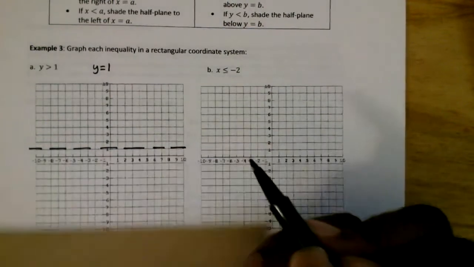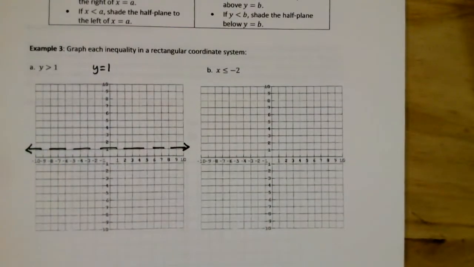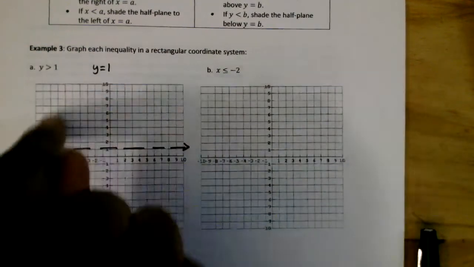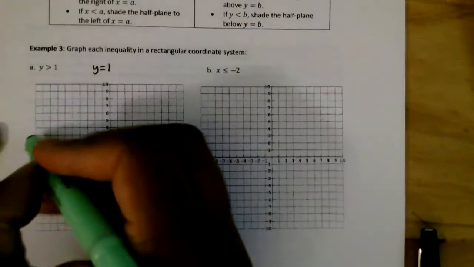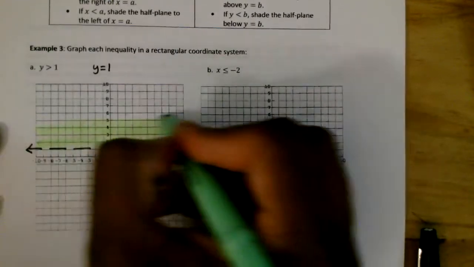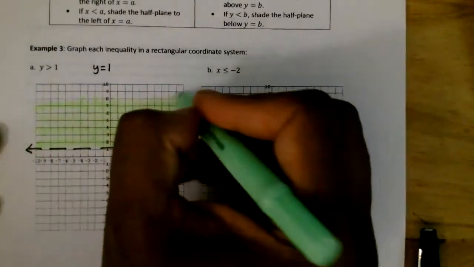So here I'm doing a dashed line or a dotted horizontal line going through the y-axis at 1. And since it says greater than, that means we're going to shade everything above that dotted line. So this is how we shade everything above the dotted line to indicate that y is greater than 1.